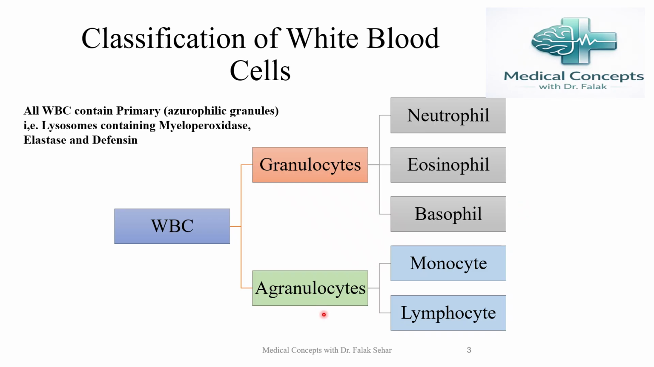Then come the agranulocytes. These lack secondary granules, though primary granules are still present, and they have simpler nuclei. They include monocytes, that differentiate into macrophages and perform phagocytosis. Then comes the lymphocyte that is central to adaptive immunity, including B and T cells. So the key point is that all WBCs have primary granules, but only granulocytes have secondary granules, which form the basis of this classification.